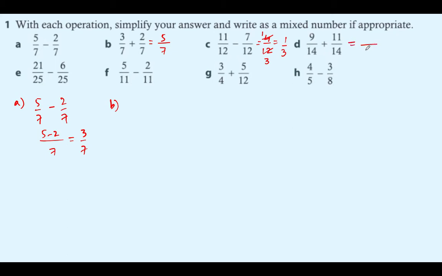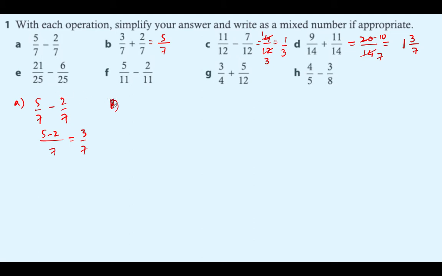Now again the denominators are the same. So 11 plus 9 makes 20. And we can simplify them: 2 times 7 and 2 times 10. Now this can be written as a mixed fraction because 7 ones are 7 and 3 is remaining here.